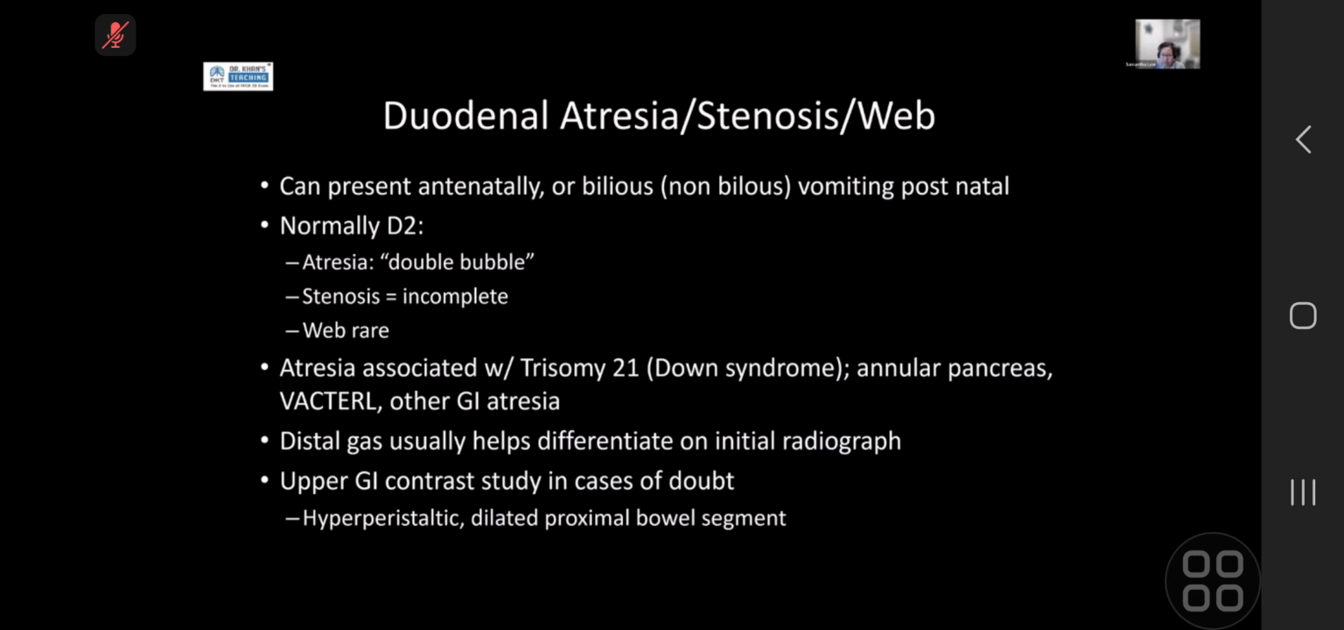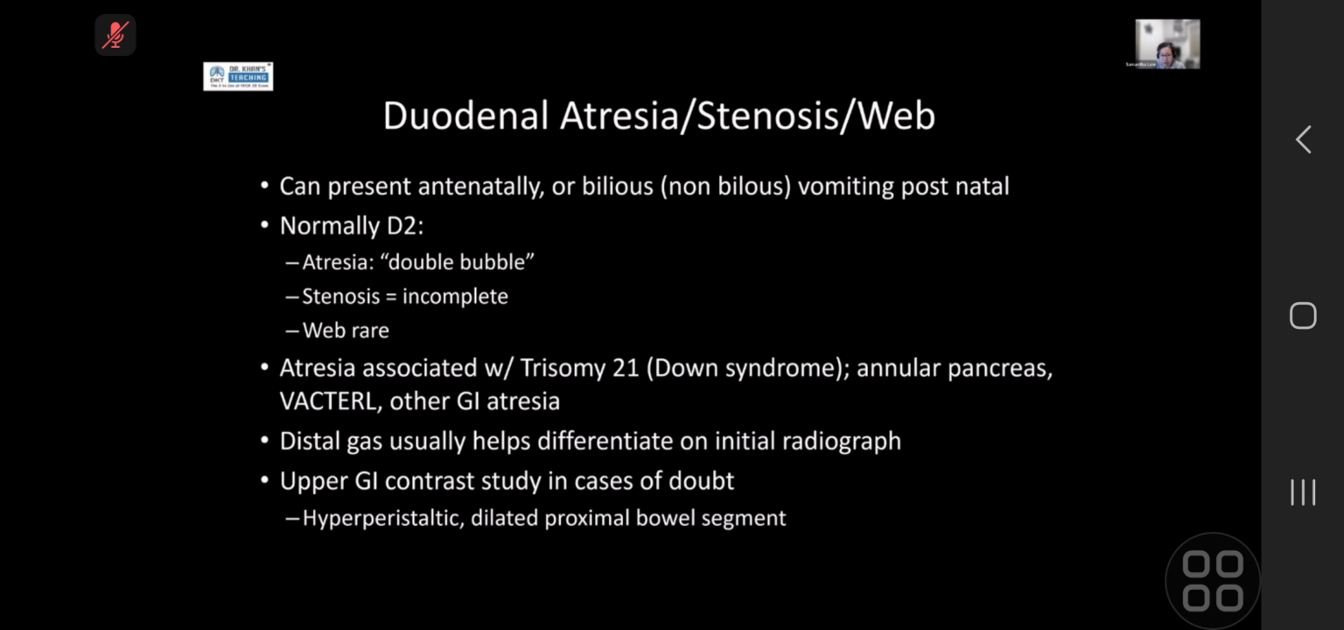As I said earlier, distal gas on your initial radiograph helps to differentiate the urgency of doing this upper GI contrast study. Essentially, what we're looking for is that hyperperistaltic dilated bowel segment prior to the obstruction. Okay.